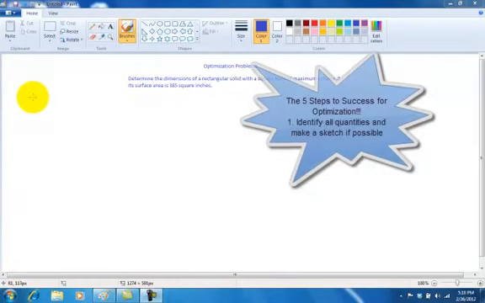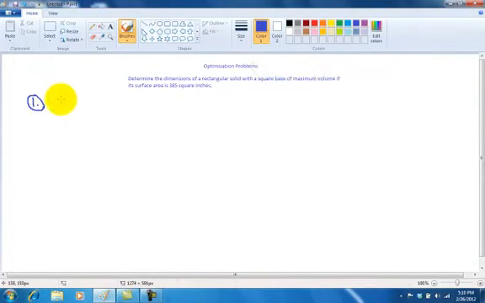Step 1 is you want to label and visualize the problem. Okay, label and visualize what this problem is asking. For example, we're dealing with a rectangular solid with a square base. So a rectangular solid would look something like this. Obviously, I am a fantastic artist, and this is perfect. So there's your rectangular solid.